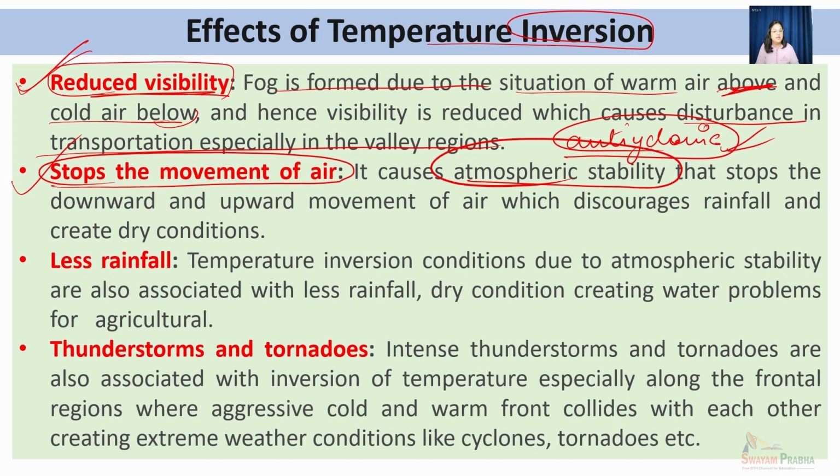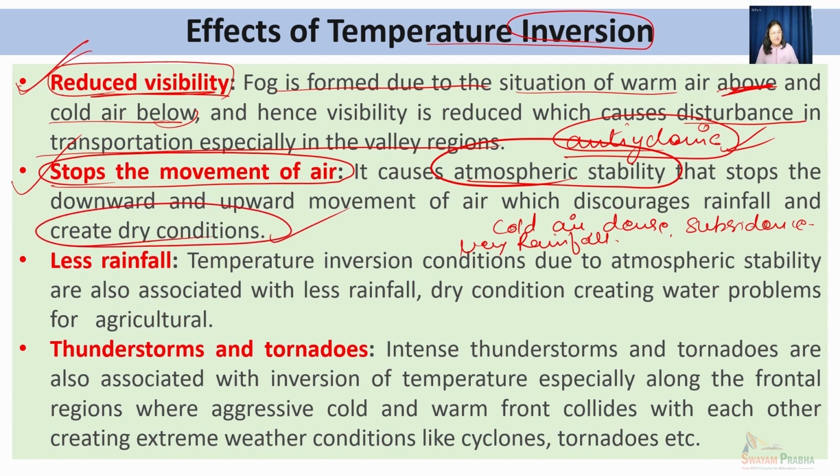When anticyclonic conditions are formed, cold air takes over the whole region, which is dense and wants to subside, because of which there is very little rainfall in the region, leading to dry conditions. So the prevailing of dry conditions and very low rainfall is another impact of temperature inversions in the region.